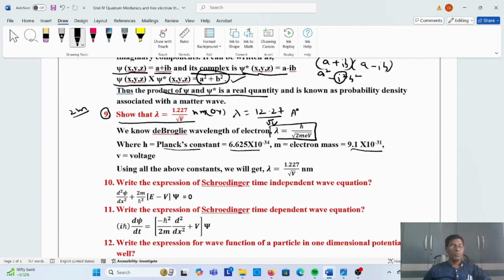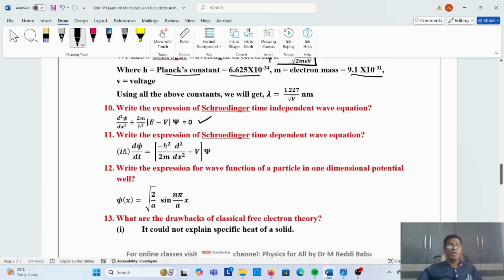Okay, this is one question. Coming to another equation, that is called equation number 10. What is equation number 10? Write the equation directly, as it is: d square psi divided by dx square plus 2m divided by h cut square into E minus V into psi is equal to 0. That is called the Schrödinger time independent wave equation.